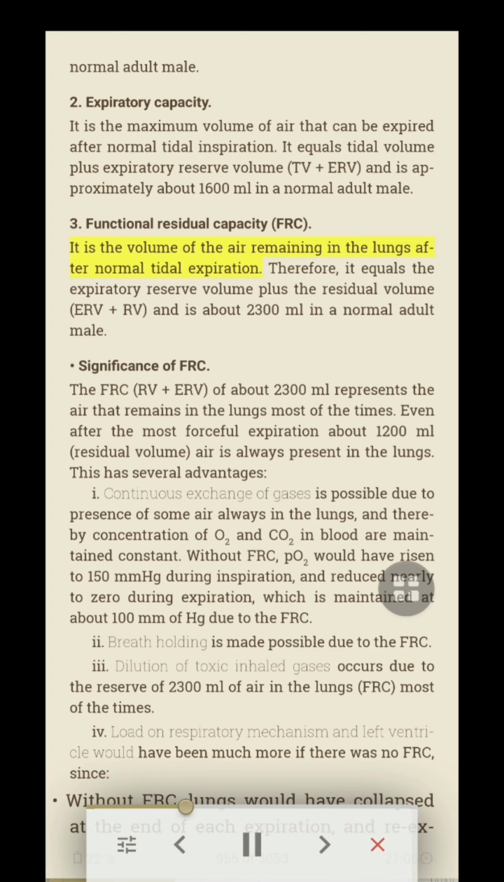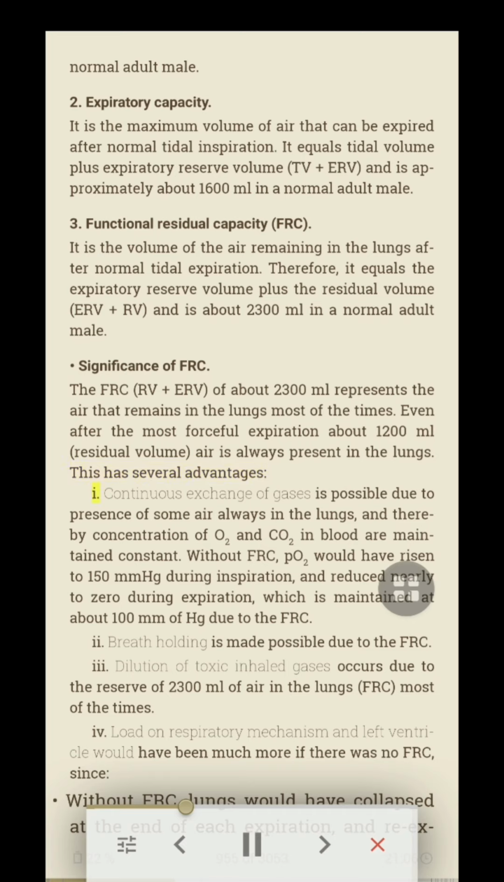It is the volume of the air remaining in the lungs after normal tidal expiration. Therefore, it equals the expiratory reserve volume plus the residual volume (ERV + RV), and is about 2,300 milliliters in a normal adult male. Significance of FRC. The FRC, RV plus ERV, of about 2,300 milliliters represents the air that remains in the lungs most of the time. Even after the most forceful expiration, about 1,200 milliliters, the residual volume, air is always present in the lungs.